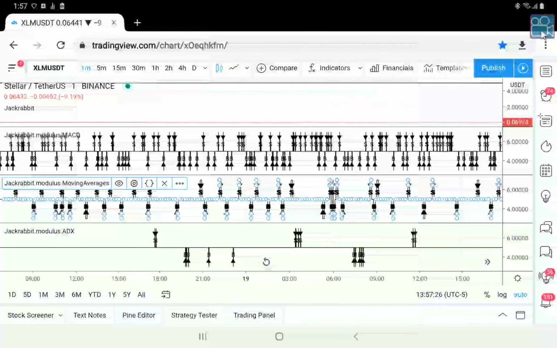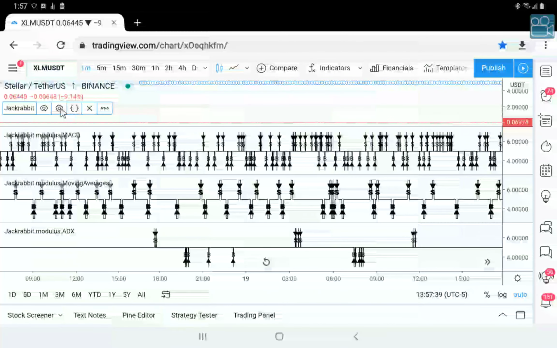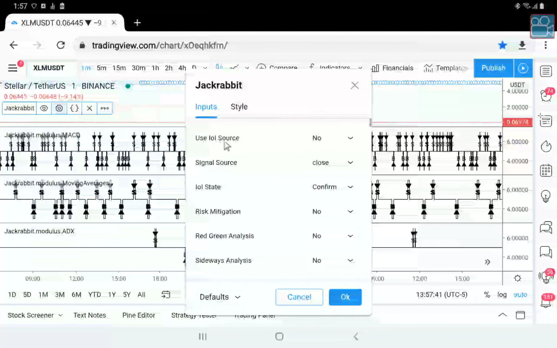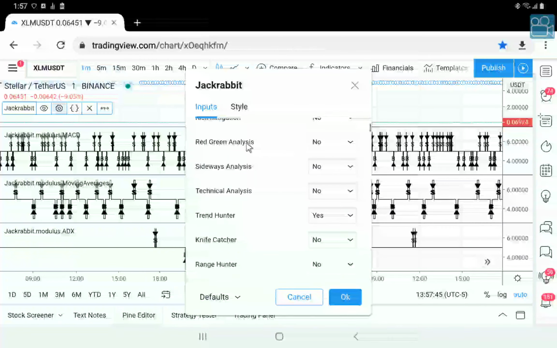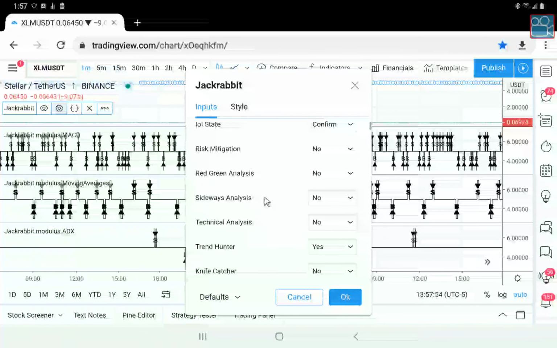Hello, in this video I'm going to talk about Jackrabbit's indicator on indicator capabilities. Let's start with Jackrabbit itself. The IOI framework seems alien, but it's really not. Turning all of these on and off is the same thing. This is indicator on indicator in TradingView's terms.